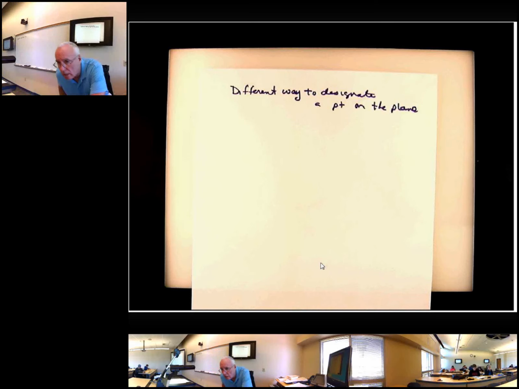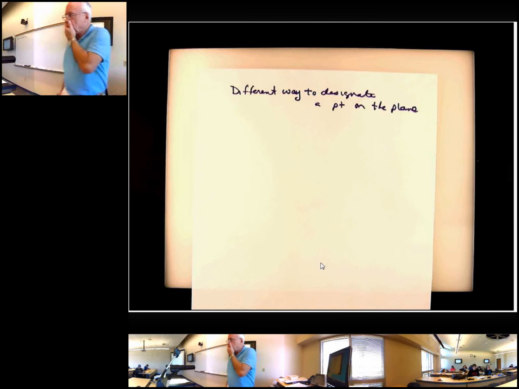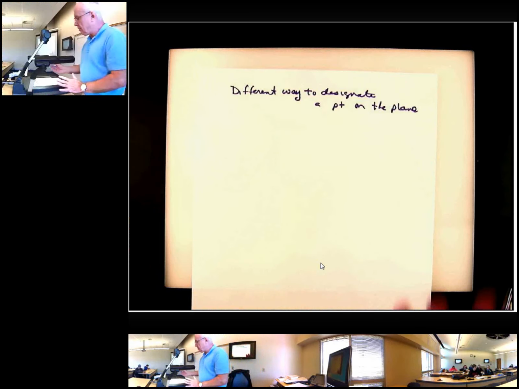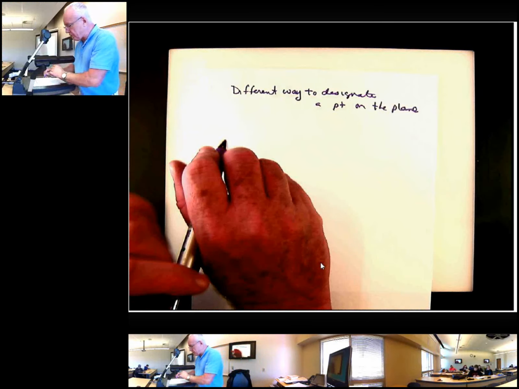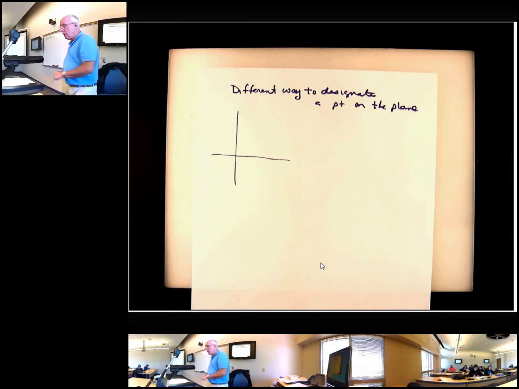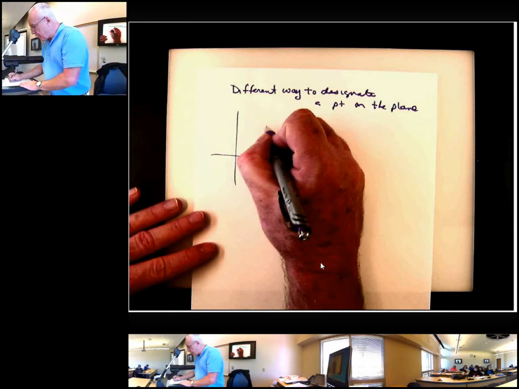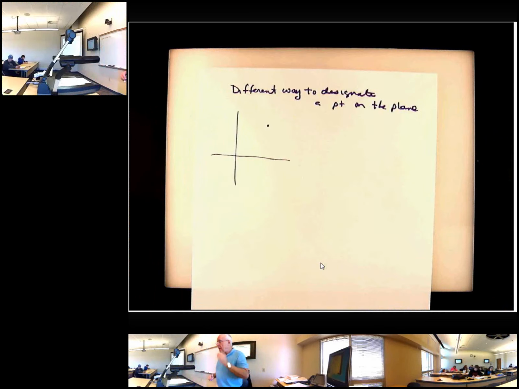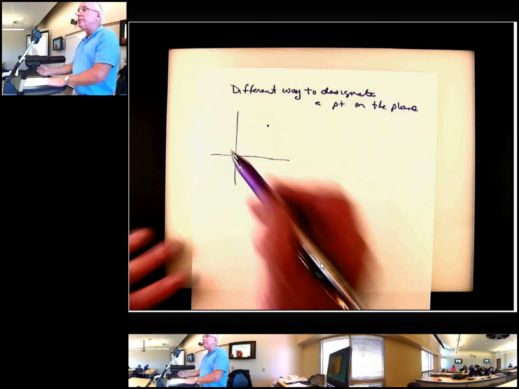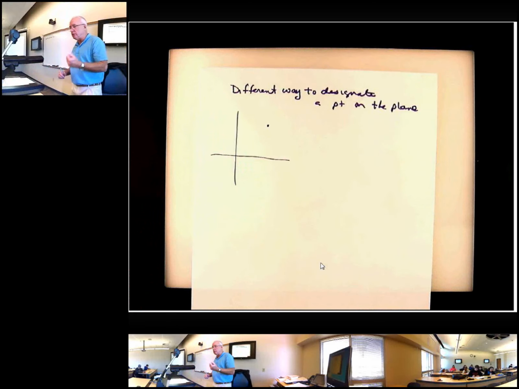All right. I think we'll get started here. So a different way to designate a point on the plane. Let's just look at x, y there, and let's just put a point up here.